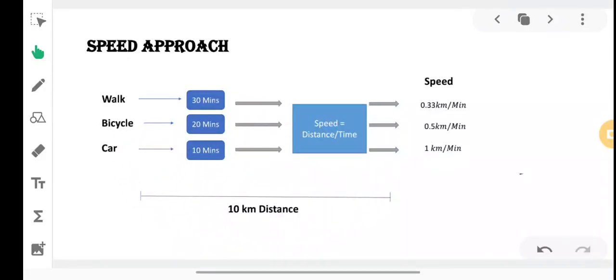In this case, if we treat the 10 kilometers of distance as work, and we treat the modes of transportation, that is car, bicycle and walking, as different methods to do the work, and these durations as time, then speed signifies which method requires how much time. The same approach is used in time and work.